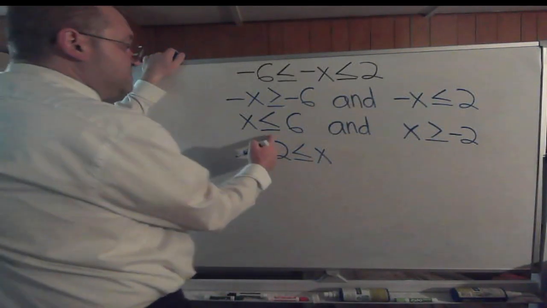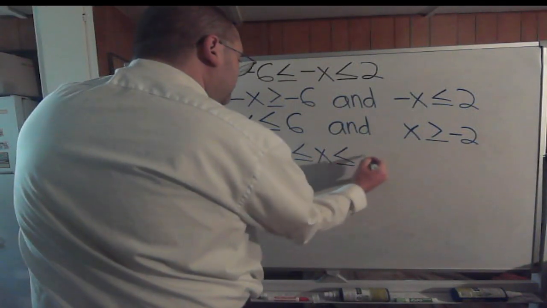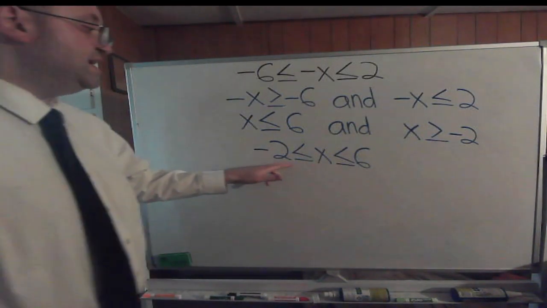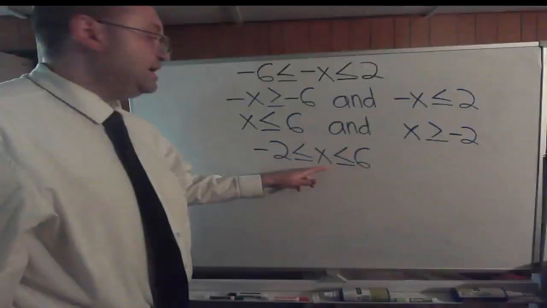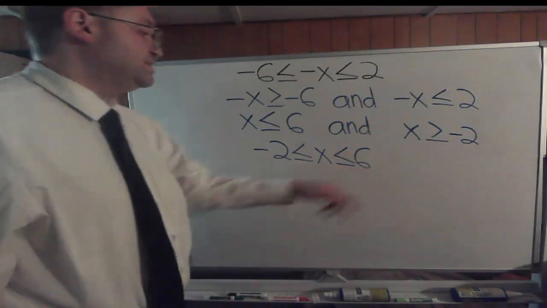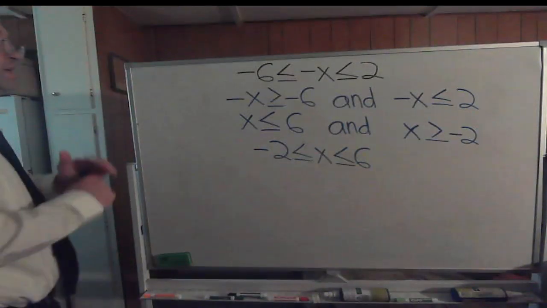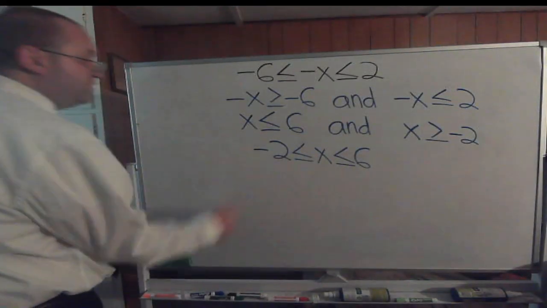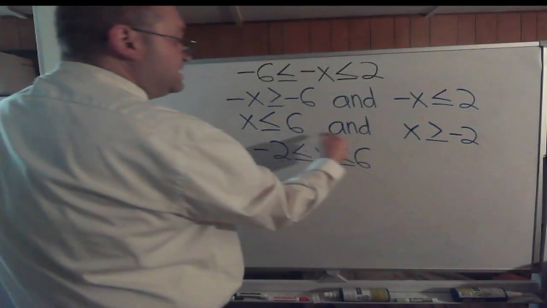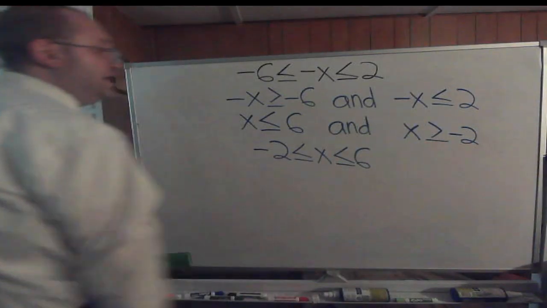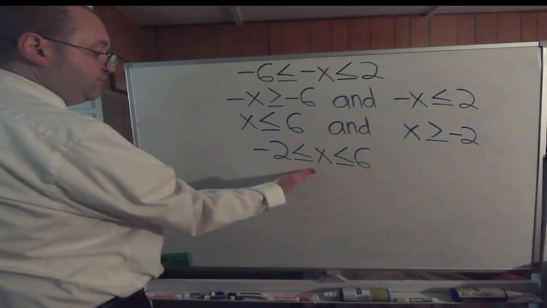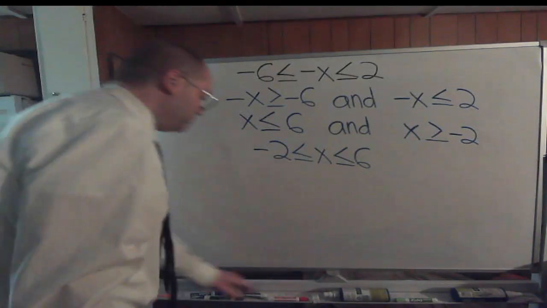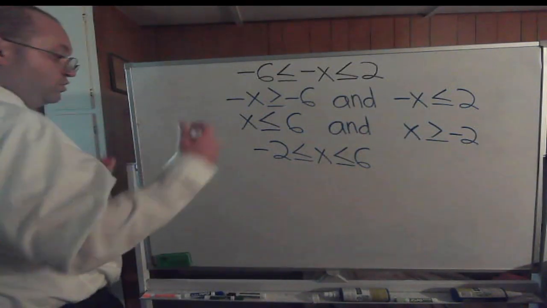And then we know x is less than or equal to 6, so we can combine that part. You could also write your solution as -2 is less than or equal to x, which is less than or equal to 6. So that's what you would get for your solution. You can either leave it as x is less than or equal to 6 and x is greater than or equal to -2, or you can write it as -2 is less than or equal to x, which is less than or equal to 6. And of course, then we'll graph it.